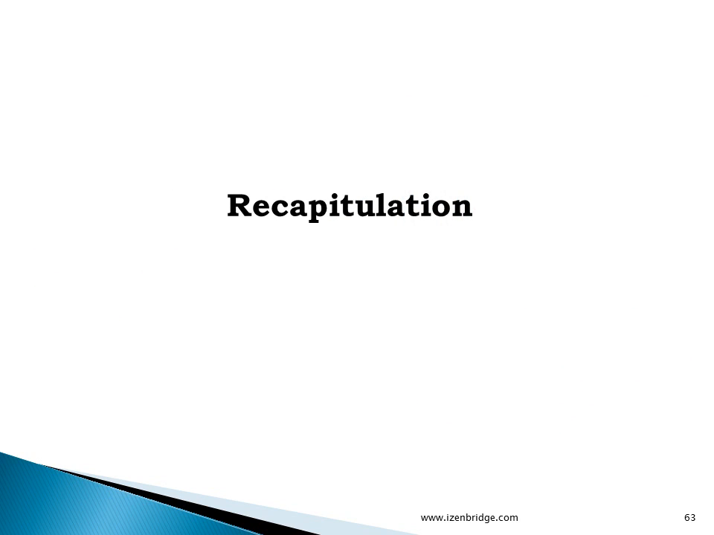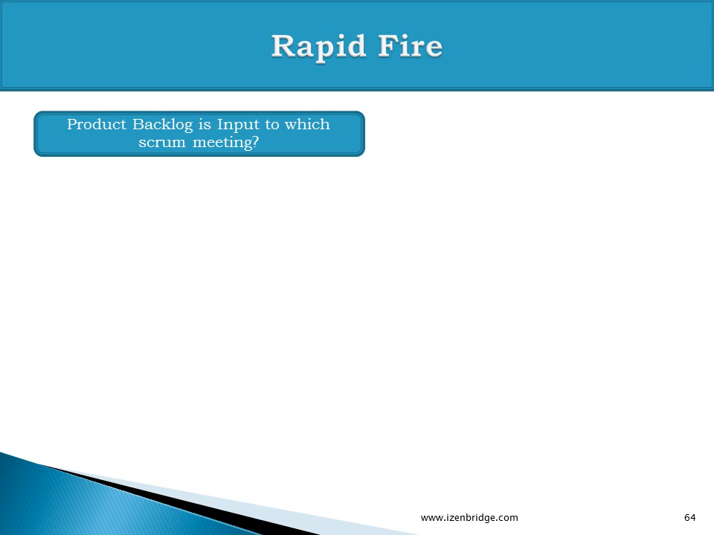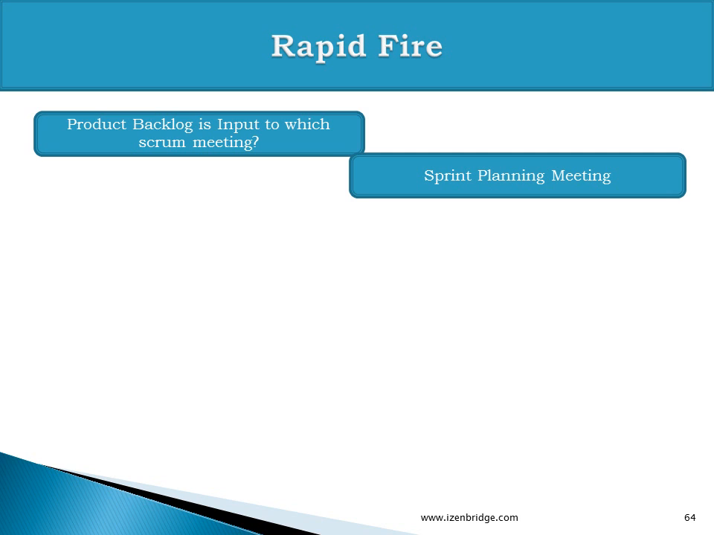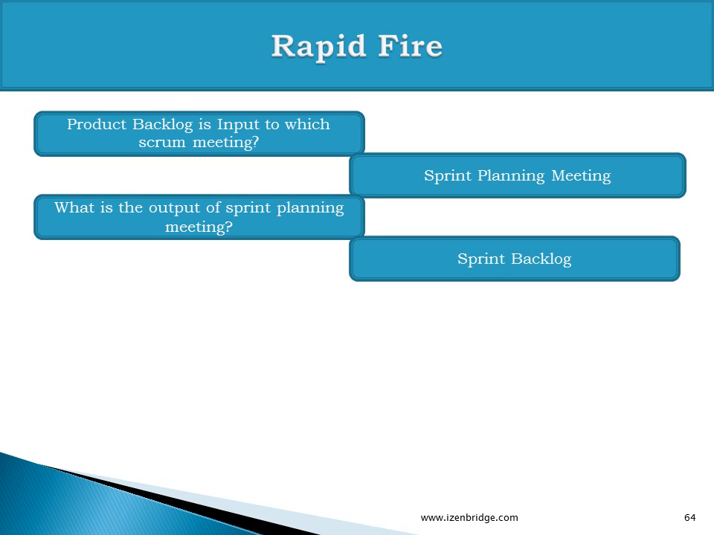So let us do a quick recap of whatever we have discussed in the second segment of our lesson. Product backlog is input to which Scrum meeting? Sprint planning meeting. So the product backlog goes as an input to a sprint planning meeting, and the sprint backlog gets created in a sprint planning meeting. What is the output of the sprint planning meeting? Sprint backlog. I spoke about it.